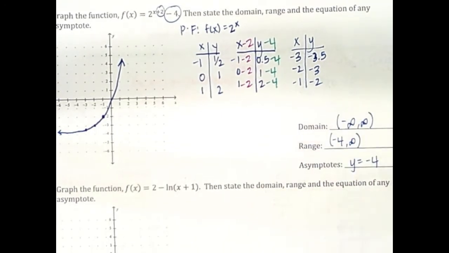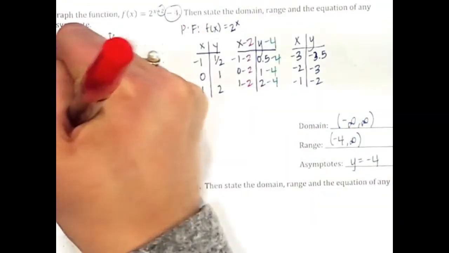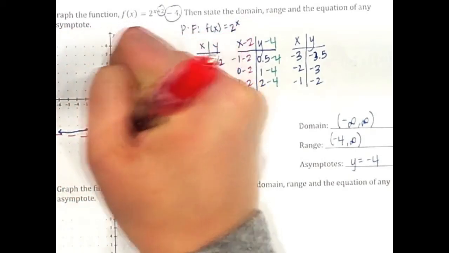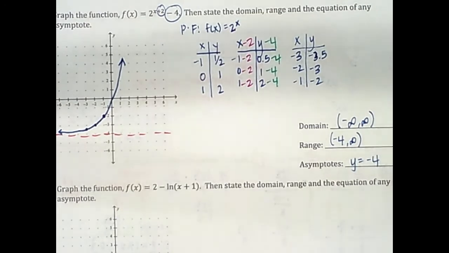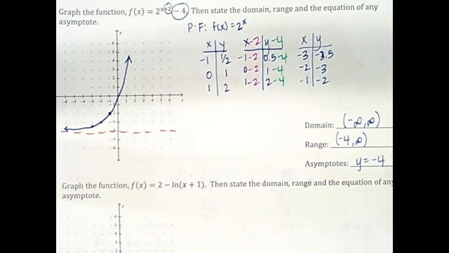Now, if you want to draw that in, by all means do. So we have a horizontal asymptote right there. And that is your answer and work and all of that for number 4. So let's do number 5 in comparison.